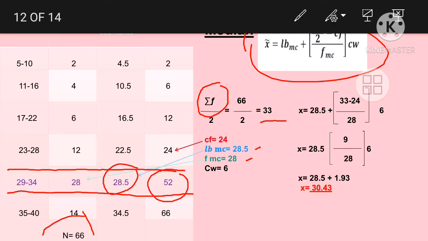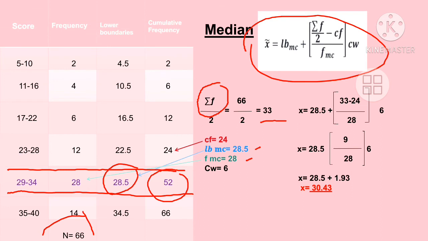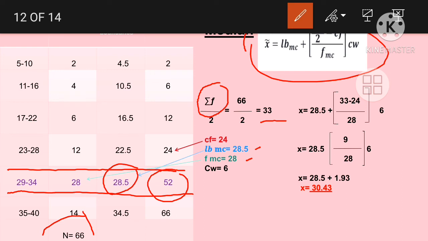Sa class width, diba ang sabi natin sa diniscuss kanina, ang class width ay kung ano yung total ng frequency ng number sa ito. Ilan ba yan? Kunyari, 5, 6, 7, 8, 9, 10. So, diba 6? Ganun mo lang makukuha. 11, 12, 13, 14, 15, 16, 6 din. Pare-parehas yung ano.